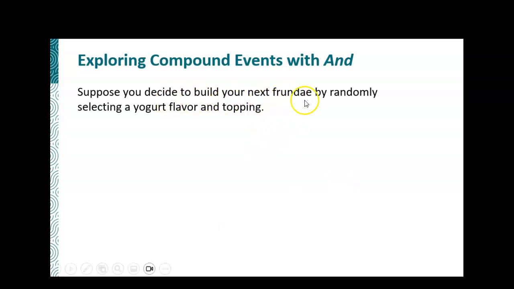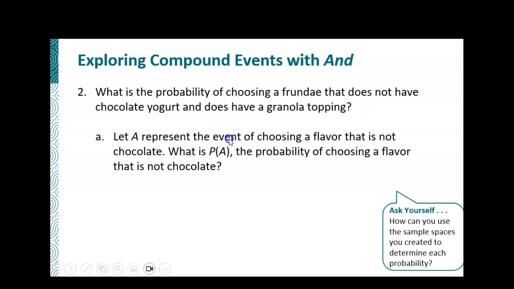Suppose you decide to build your next fun day by randomly selecting a yogurt flavor and topping. What is the probability of choosing a fun day that does not have chocolate yogurt and, circle that word, does have granola? Again, this is a compound event because how many things are happening? 2. First you choose your yogurt. Sorry, you don't choose chocolate. And then the second event is choosing granola.